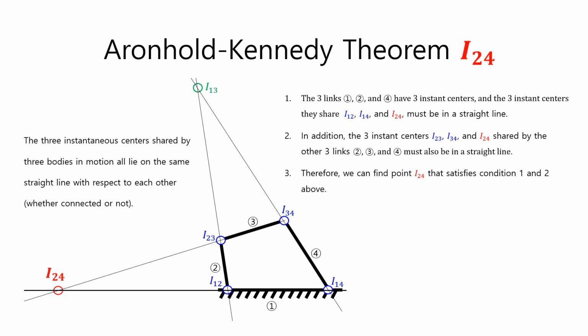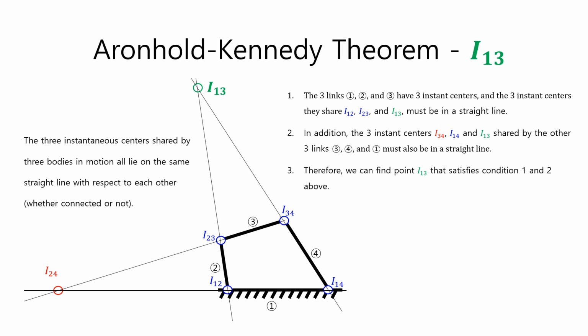Here is a summary of how to find the secondary instant center I24 using the Aronhold-Kennedy theorem and Kennedy circle. The three links 1, 2, and 4 have three instant centers, and the three instant centers they share, I12, I14, and I24, must be in a straight line. In addition, the three instant centers I23, I34, and I24 shared by the other three links 2, 3, and 4 must also be in a straight line. Therefore, we can find point I24 that satisfies conditions 1 and 2 above.